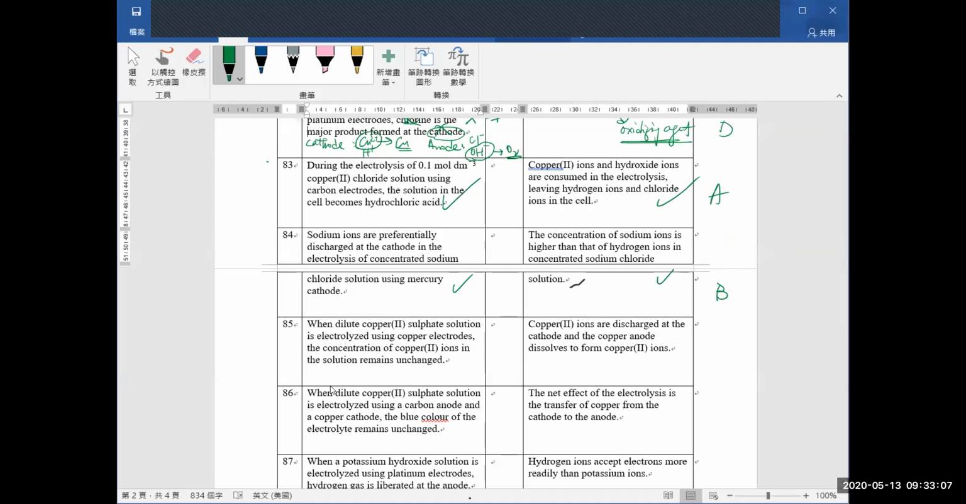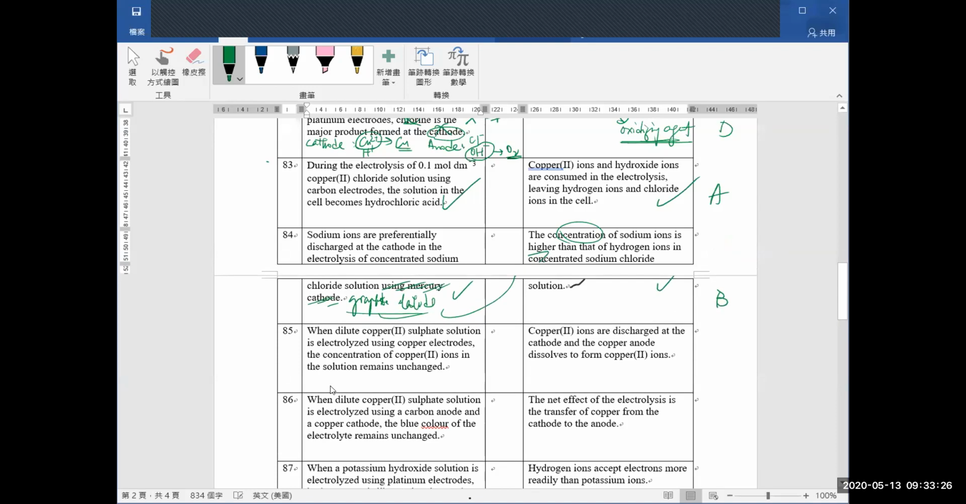This statement is correct, but this is not because of the concentration effect. I can give you an example. If I don't use a mercury cathode, I use a graphite electrode, can you guess the answer? Is it sodium ion that undergoes preferential discharge? No. It is hydrogen. Can you get the point?